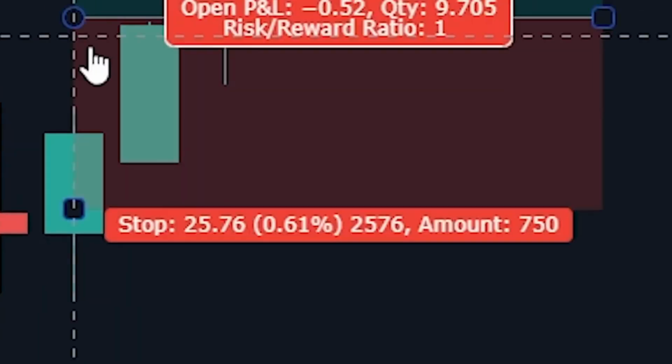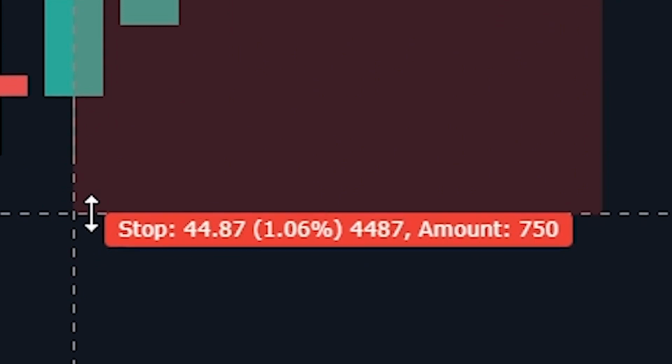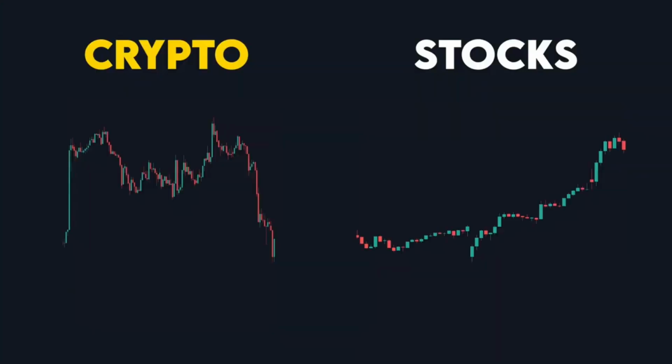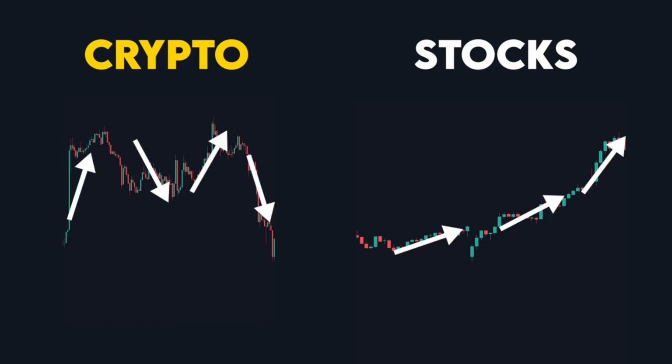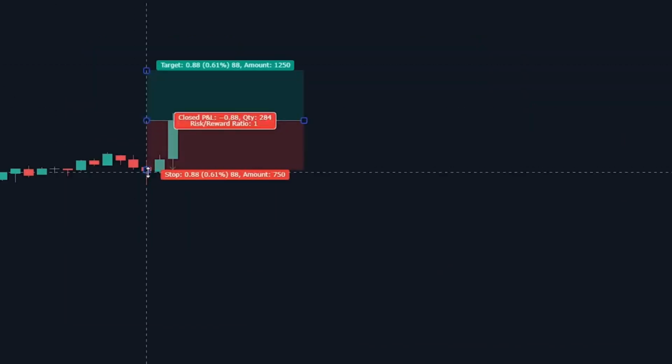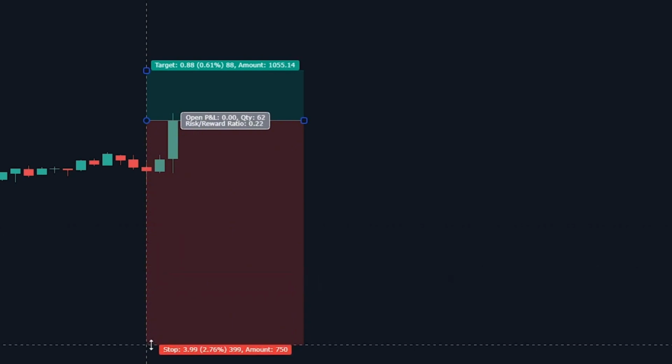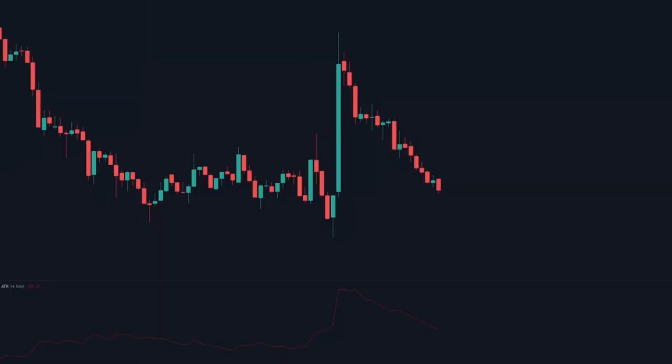You don't want to be moving your stop loss down the same amount for crypto as you would a blue chip stock, considering they are two completely different markets and have way different price movements. Depending on what you're trading, your stop loss might have to be larger or smaller. Same goes with different time frames.